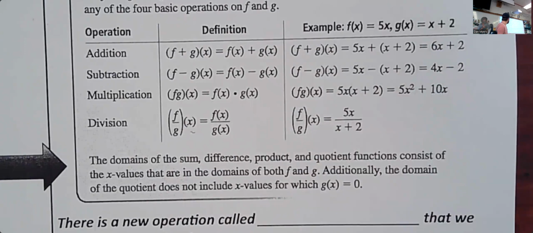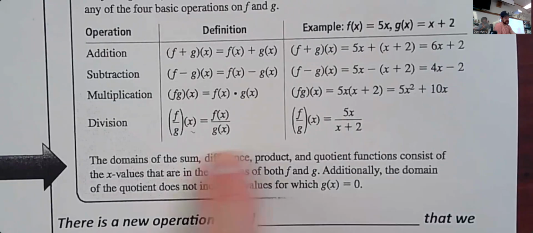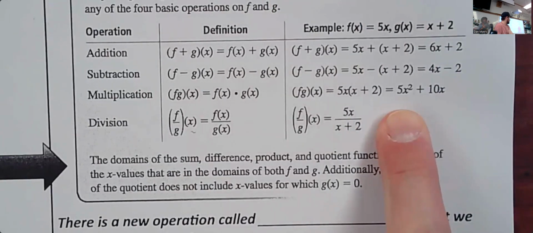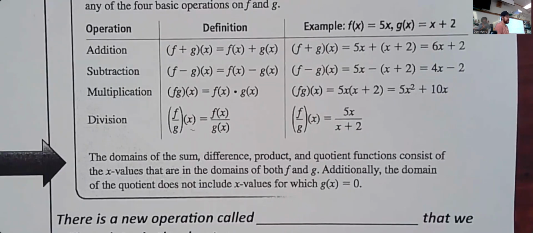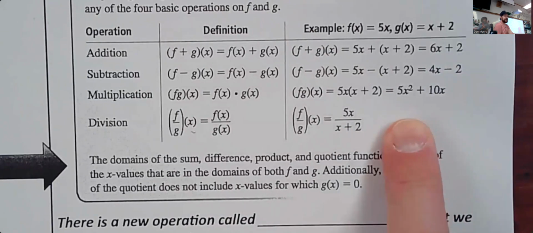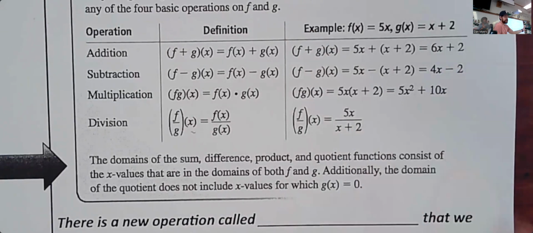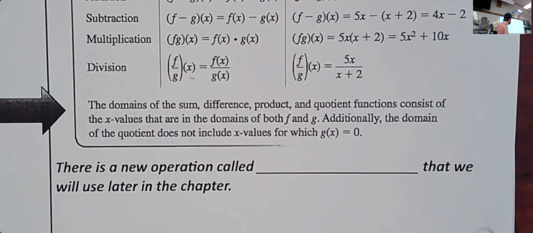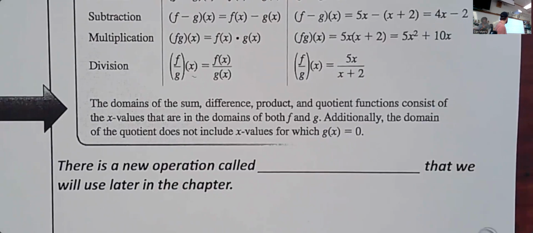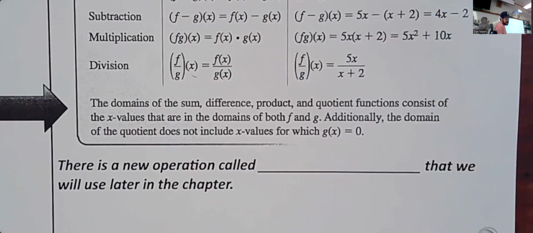Now, we're going to be talking a lot about domains as well today. So that's kind of the thing in addition to that we haven't done a whole lot of. But in terms of the operations themselves, they're not super complex. Some of them will be more complicated than others because we're going to be dealing with a lot of radicals and things like that. But the basics of this is stuff that you did back in Algebra 1, which is great. You can just draw from that knowledge. So it says the domains of the sum, difference, product, and quotient functions consist of the x values that are in the domains of both f and g. So x values in the domains of both f and g.